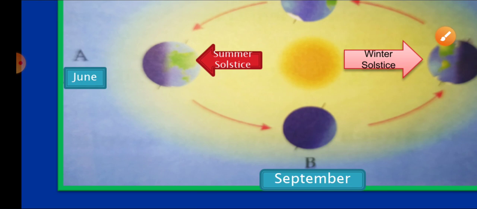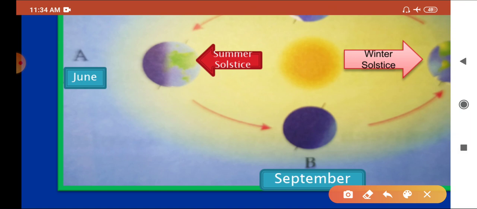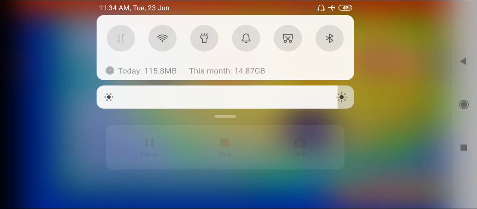If we see the third position of the earth here, you can see this point. This time, because of its revolution, this is the revolution movement of the earth, the earth is completing its round around the sun. This is revolution.